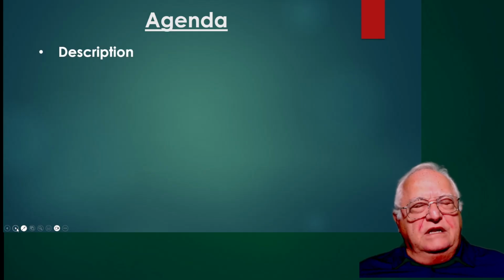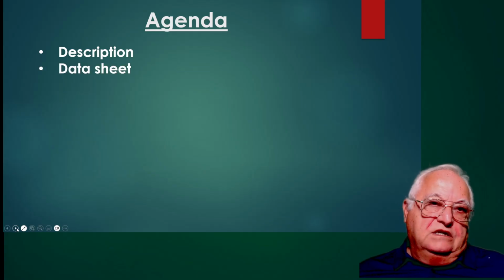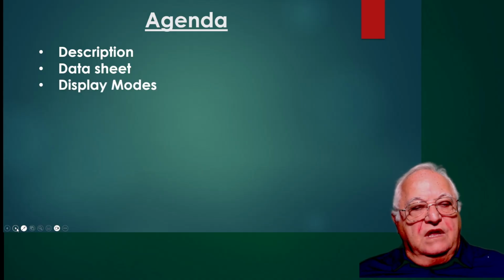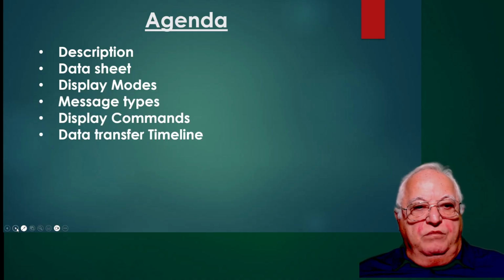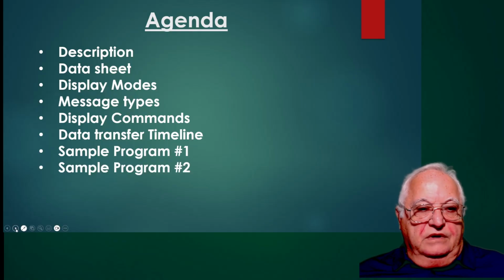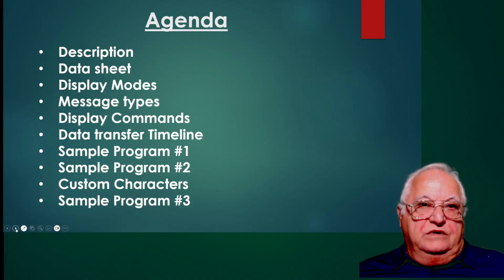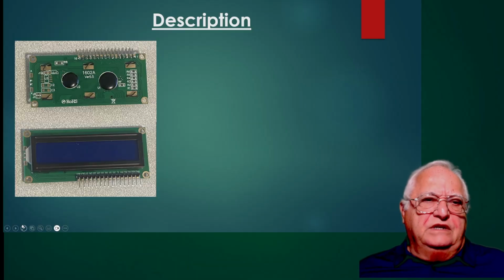So first, I'll give you an idea about the display, a little description. Then we'll go through the data sheet. As usual, we always go to a data sheet where I get all the information, and you can also get it. Next, we look at the display modes, message types, display commands. Then we're going to do a data transfer timeline, and then we'll go through a couple of sample programs. The last subject would be custom characters, and we'll end up with a third example program. So let's start with the description.